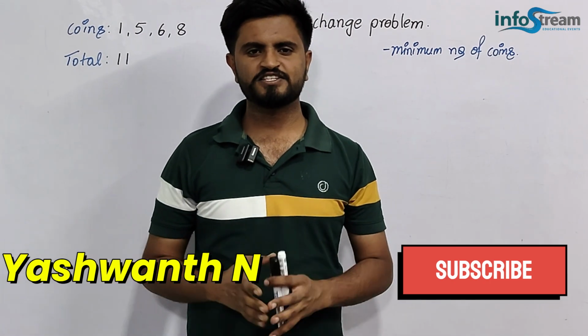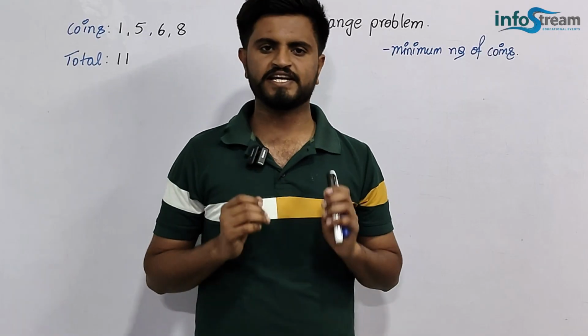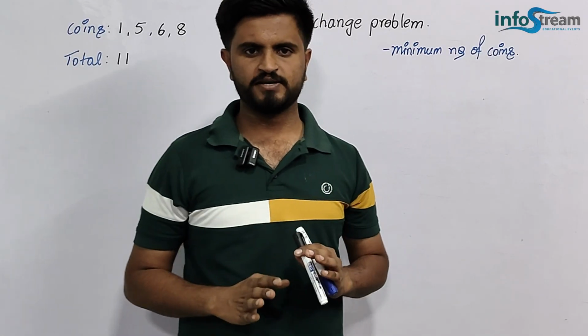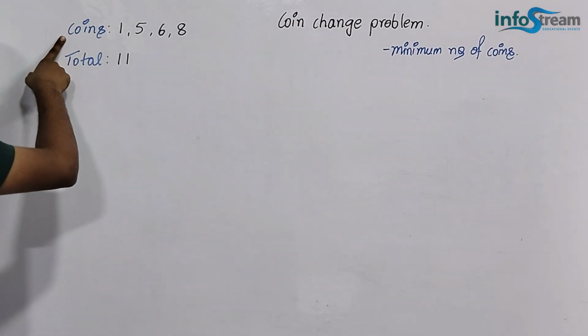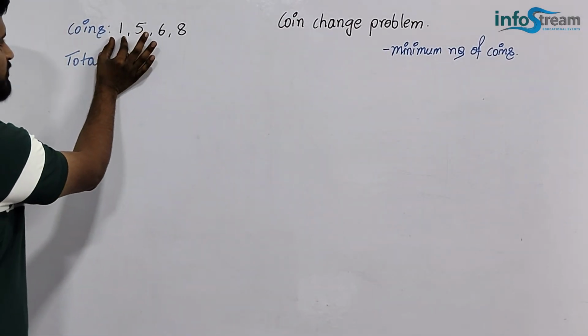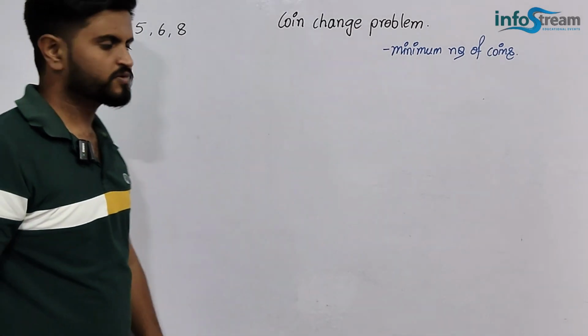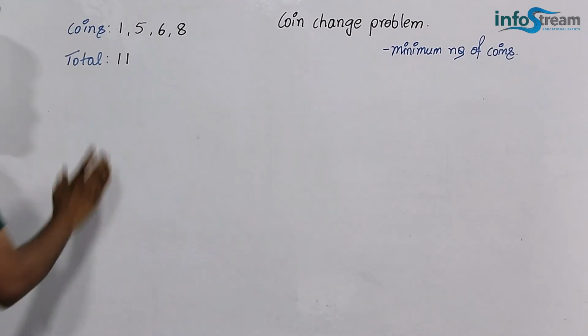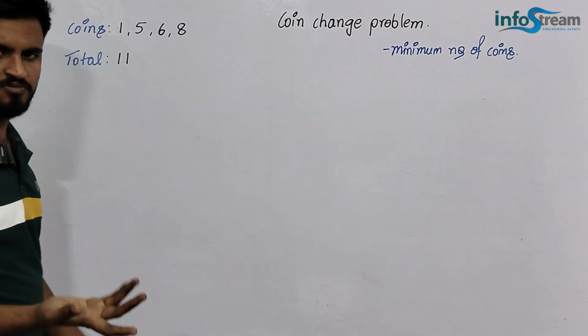Hello everyone, in this video let's discuss how to solve the coin change problem in dynamic programming very easily. So at the starting of this problem, they will give the coins, that is I am having 1 rupee coin, 5 rupee coin, 6 rupee coin and 8 rupee coin. Now the total amount for which I want to give change is 11, maximum is 11.